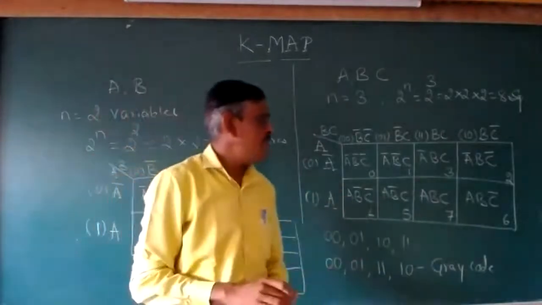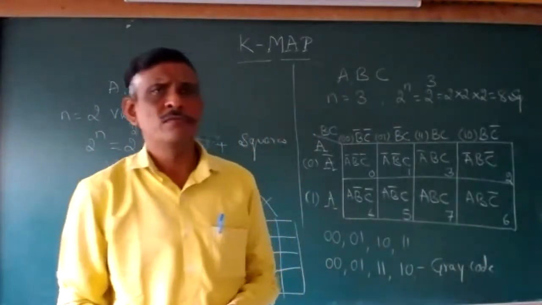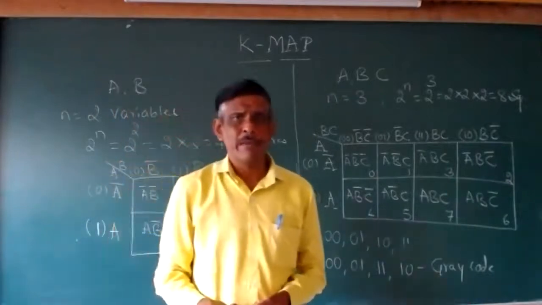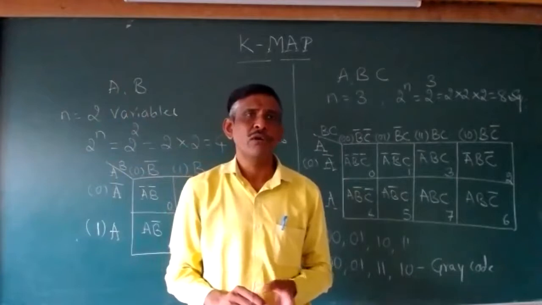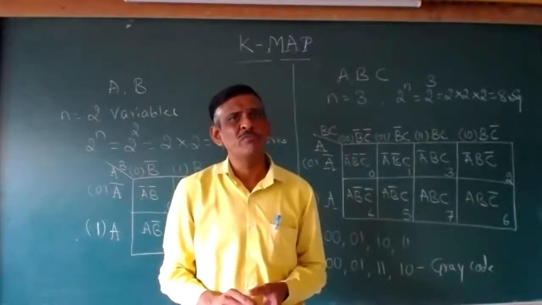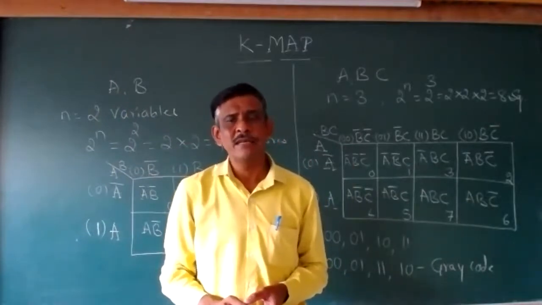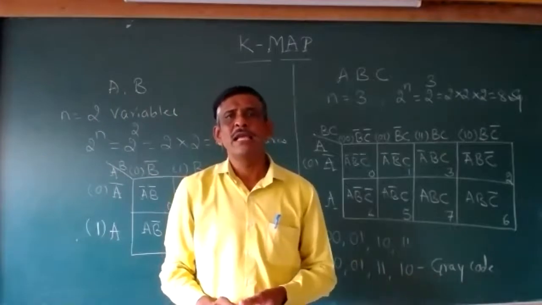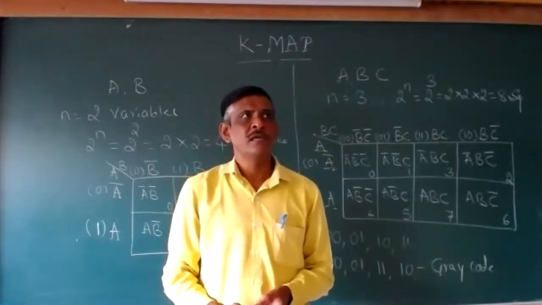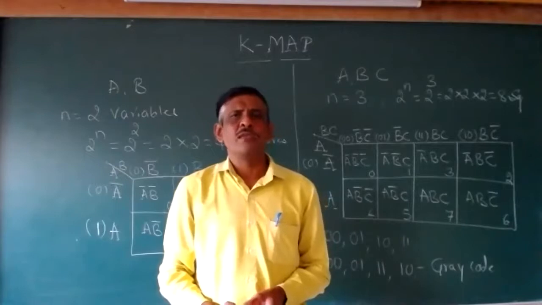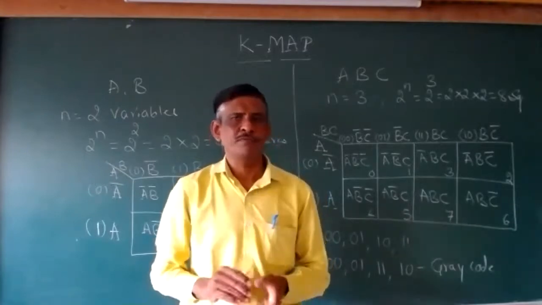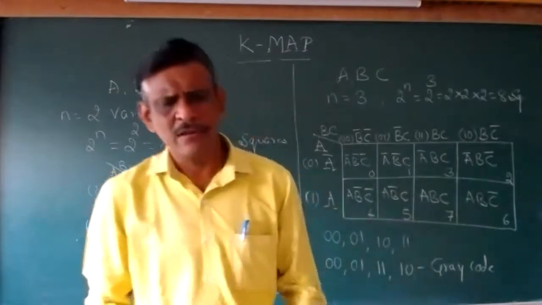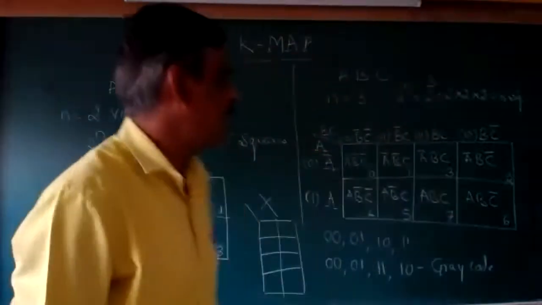So this is the way you write it for a 3 variable K-map. This is called the 3 variable K-map general form. Because the question is not given, you only assume some variables, and then you have generated the 3 variable K-map. In the same way, you can go with a 4 variable K-map. Same technique, 4 variable K-map.